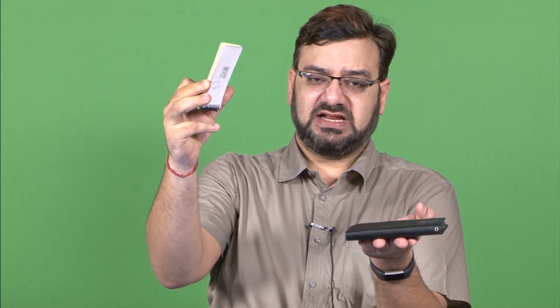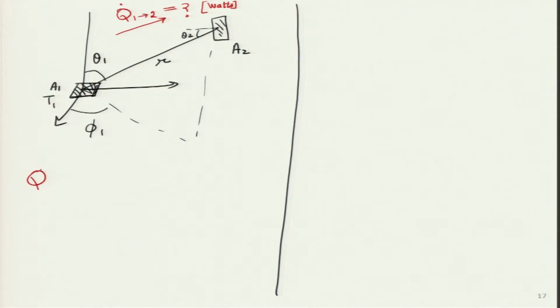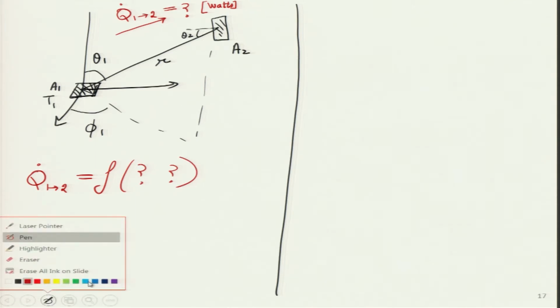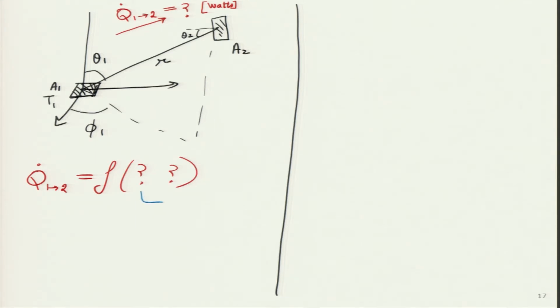So, the answer will be complicated, but I am asking this in terms of what variables that answer will be a function of, which means q dot 1 2 will depend on which variables over here. I am not asking the students to give me the final answer, I am just asking what are the variables that it will be a function of. In other words, if this answer turns out to be 2 watts, in order to make it 3 watts, what are the things that I can change?